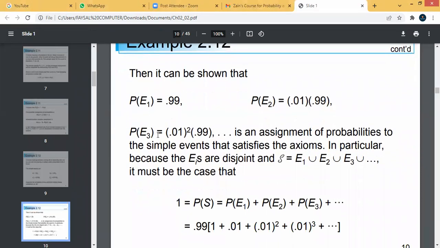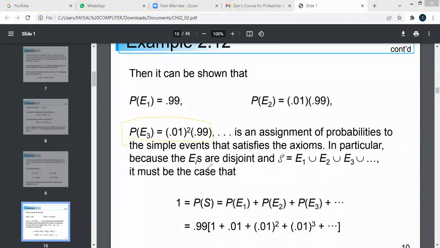So this is all about P1, P2 and P3. Here the probability of E3, P(E3), equals 0.01 whole squared into 0.99. This is an assignment of probabilities to the simple events that satisfy the axioms.